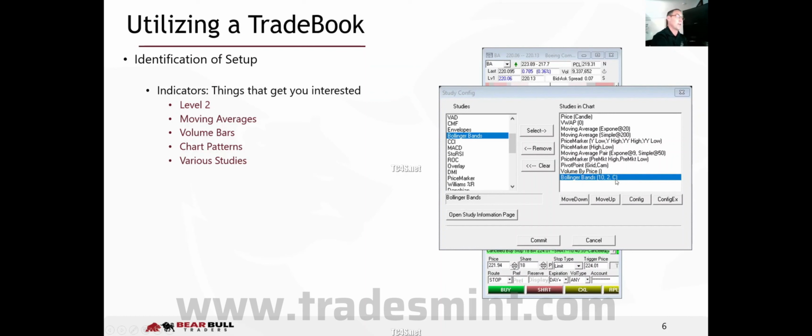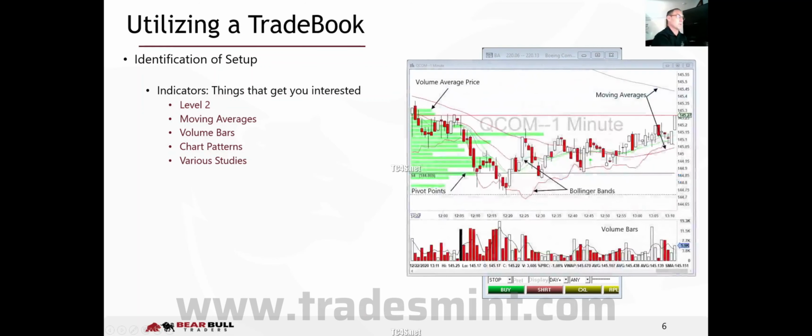You've got Bollinger Bands, Donchian channels, volume by price, pivot points, just a multitude as you look here, right? Stochastics, RSI, all these different things. It's what you feel comfortable with, right? So let me pull up a chart with this on there.